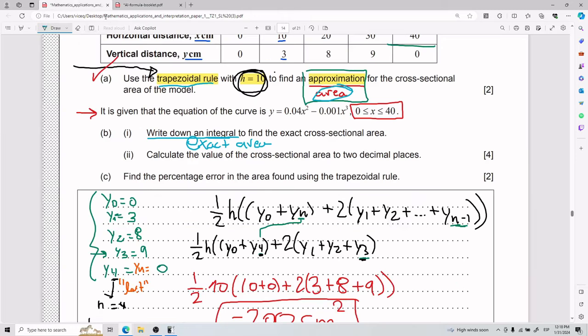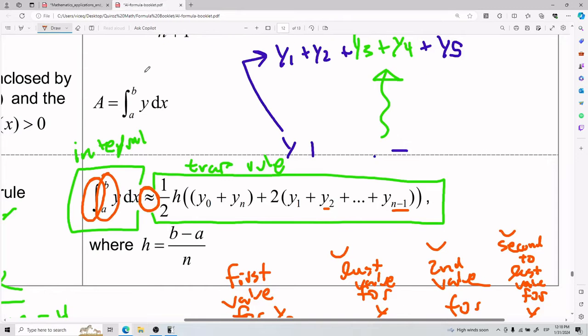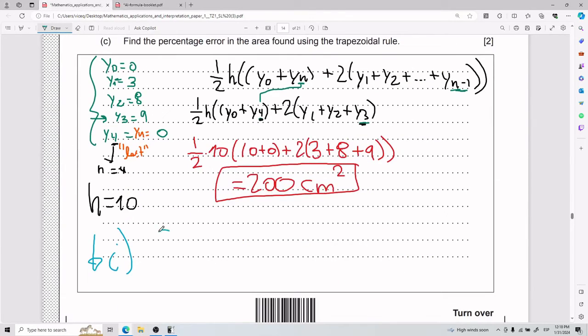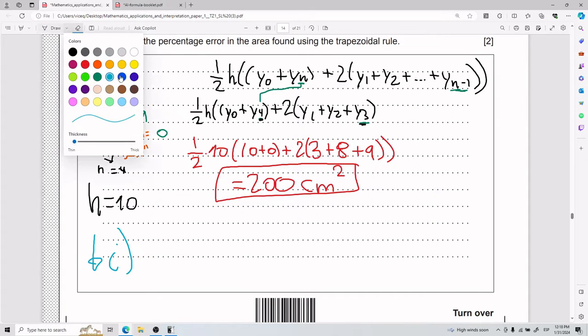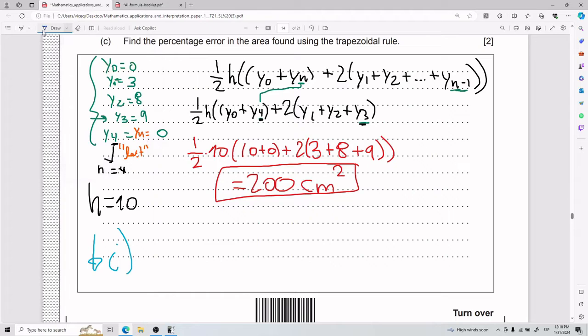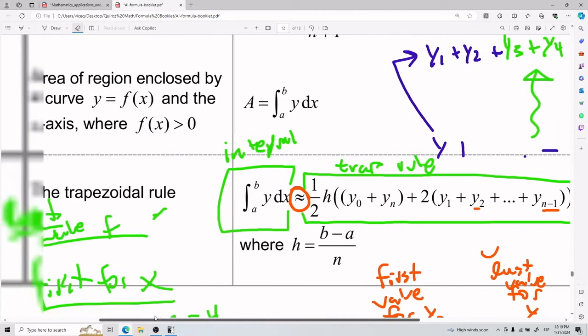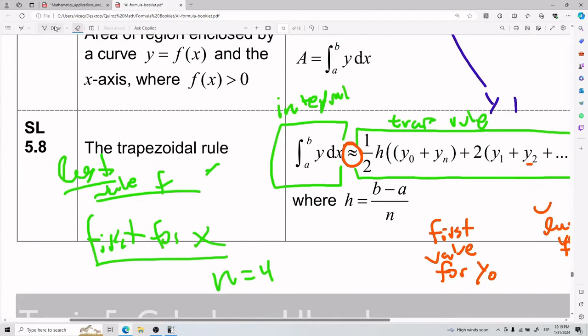This symbol here, and we're going to talk about what's B, what's A, or more of a review because I already mentioned it. So you're going to put down the integral. Let me use a different color. You write down your integral, and we have A and B. Now, what did I mention that A and B was? I said that A was going to be your first value for x, and B was going to be your last value of x.